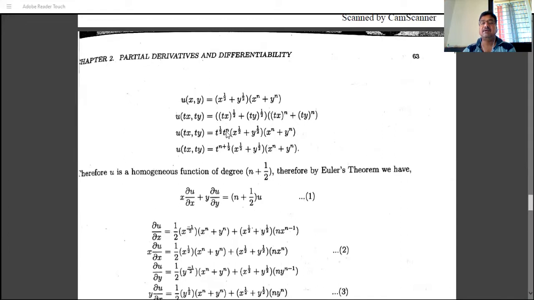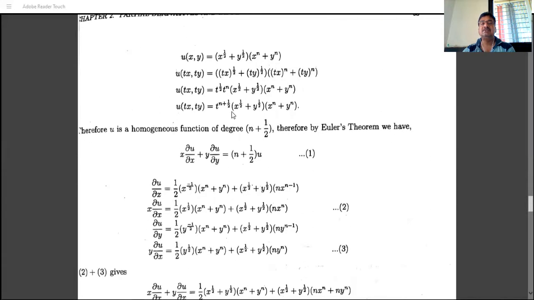half as a common factor and t raised to n from these two. So we have t raised to half into t raised to n, times x raised to half plus y raised to half, times x raised to n plus y raised to n, and that is t raised to 1/2 plus n, or n plus 1/2, and the remaining factor is u of xy. So u of tx, ty is t raised to n plus 1/2 times u of xy, and therefore this u is a homogeneous function of degree n plus 1/2.